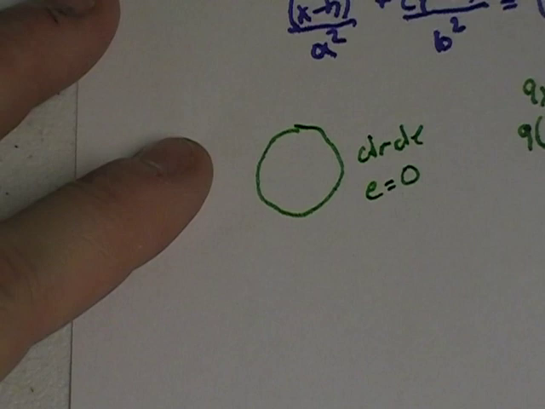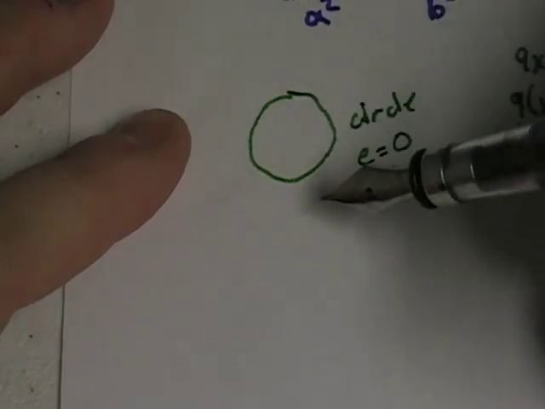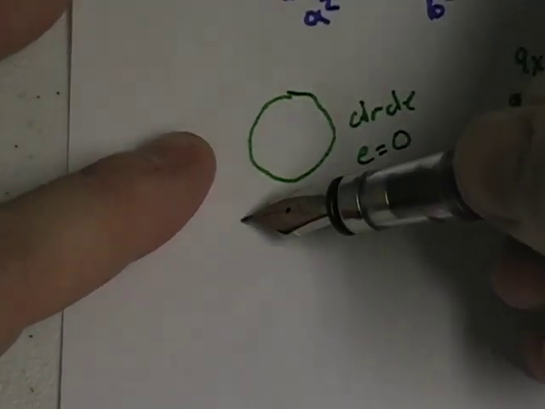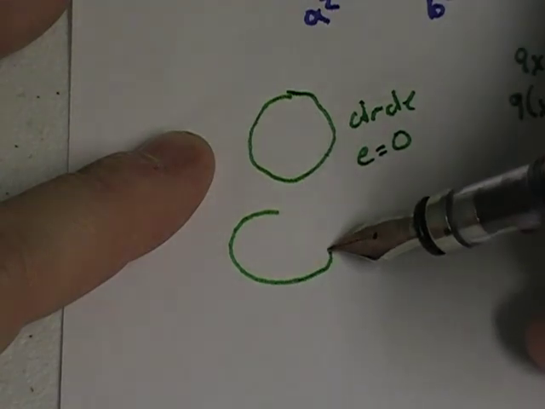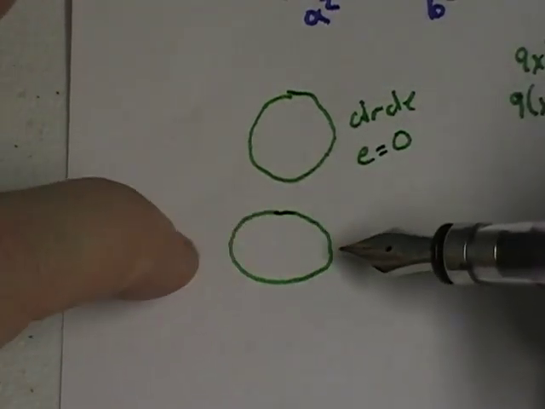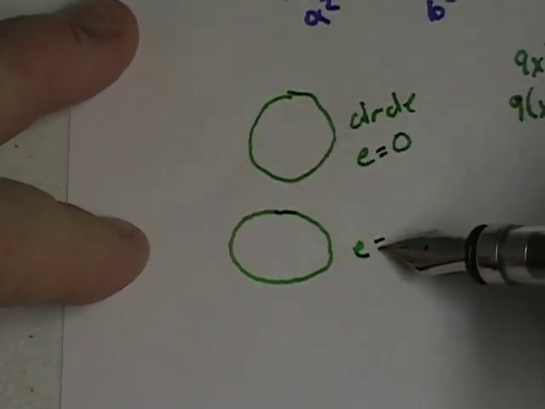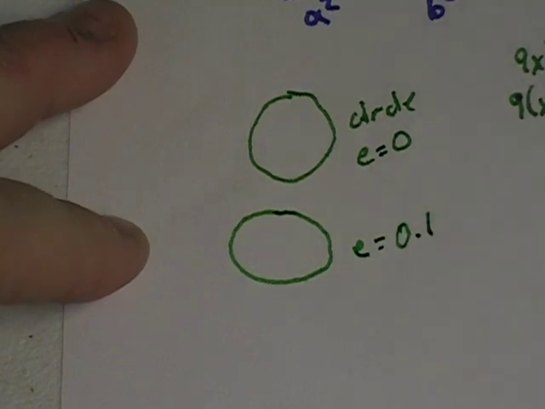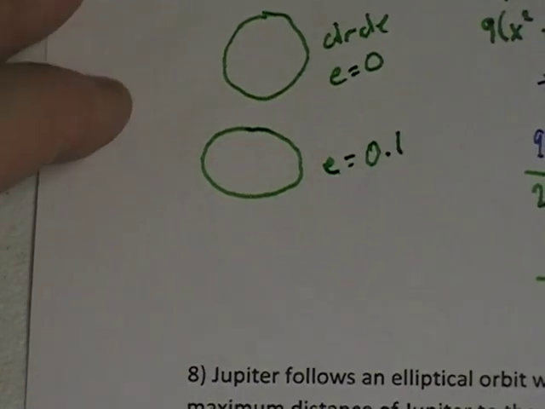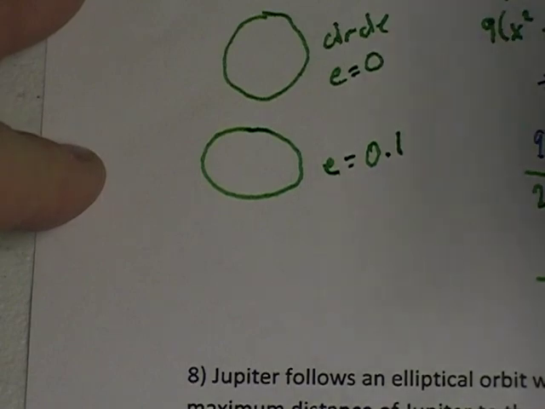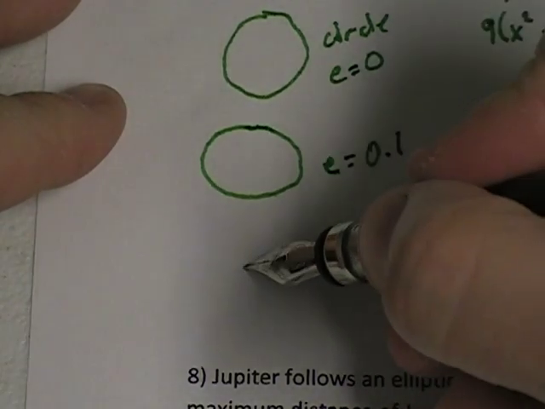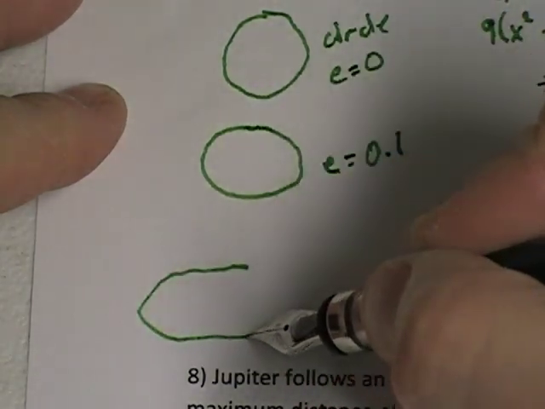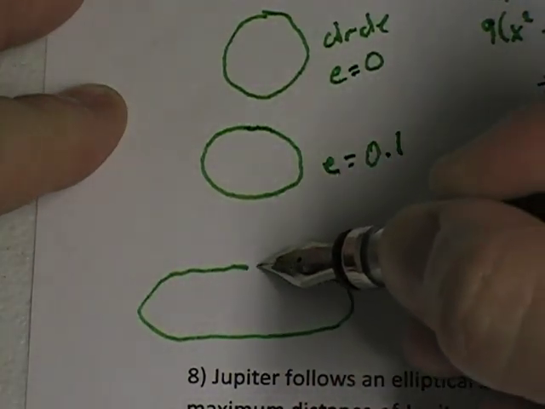It has no eccentricity. Now if I take that circle and I stretch it just a little bit in the x direction, that's like an eccentricity of 0.1. Okay? And as this gets more elliptical, it's going to get more eccentric. So the eccentricity is how elliptical an object is.